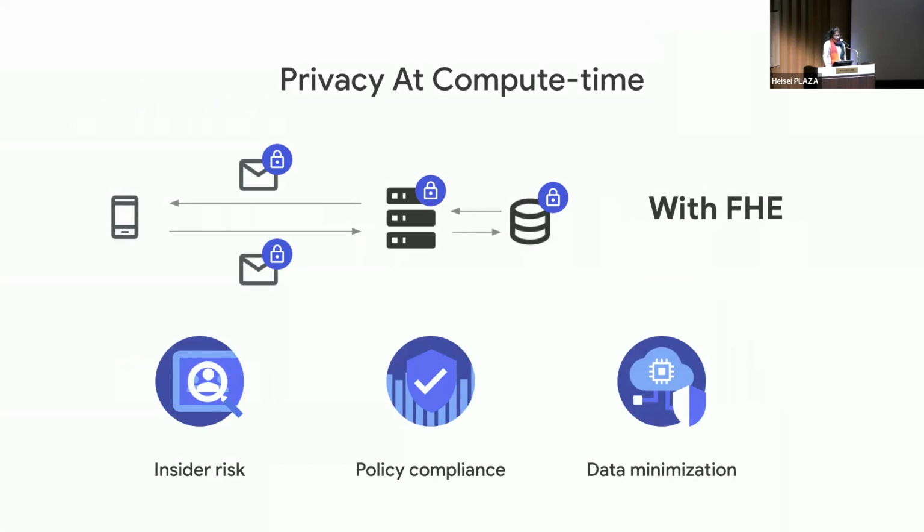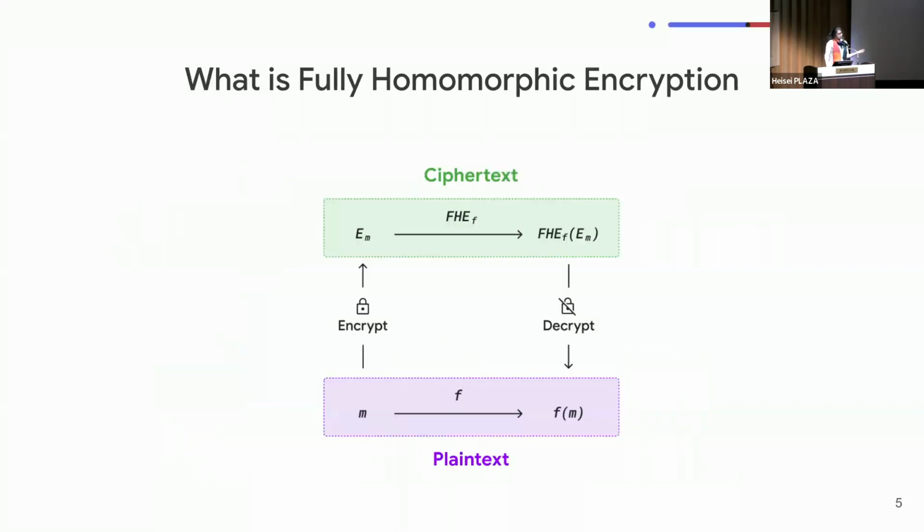In doing so, it provides many benefits, such as preventing insider risk. That is, it prevents internal employees from accessing user data. It ensures policy compliance and also data minimization: give data access to the fewest people and jobs possible. And as you all know, fully homomorphic encryption allows computation on encrypted data. The concept goes that for every function that you can perform in your plaintext space, there is an equivalent function that you can perform on the ciphertext space.